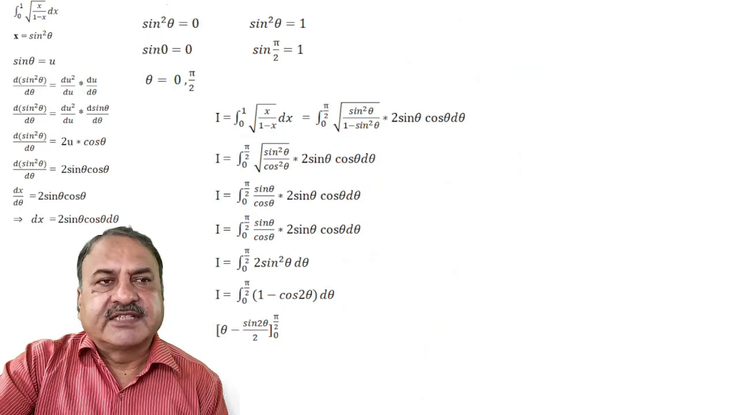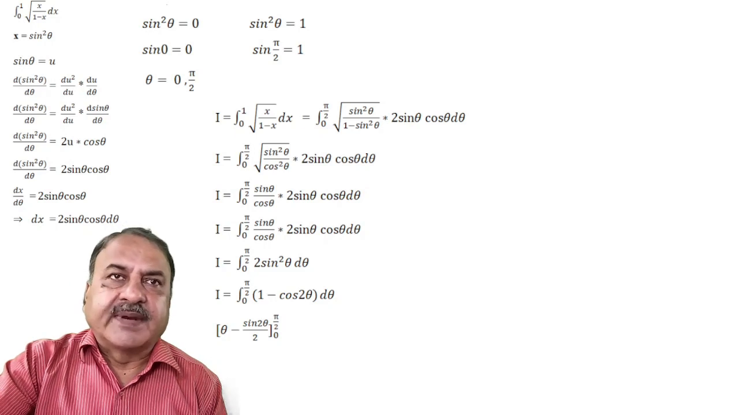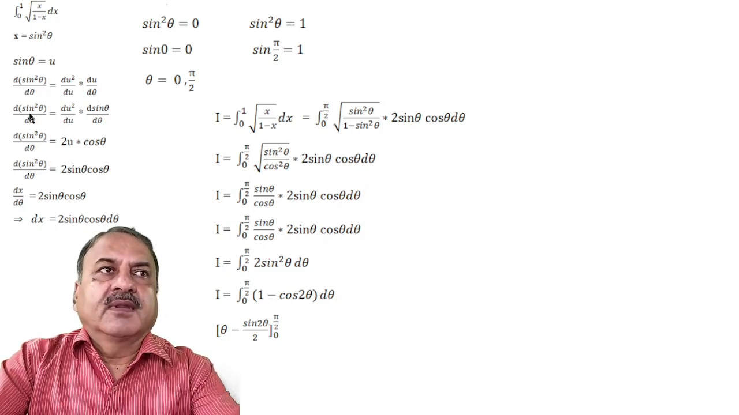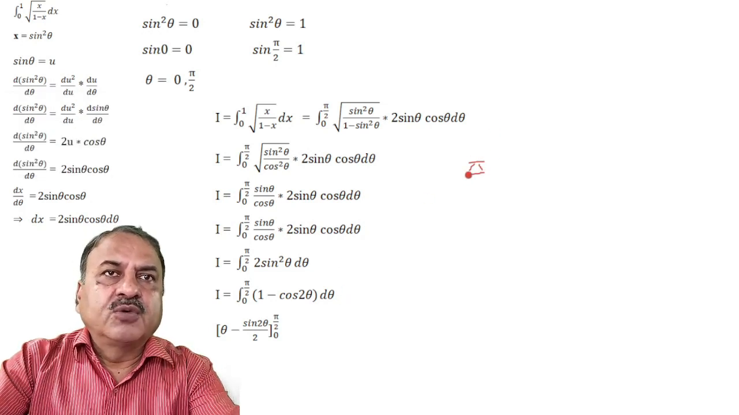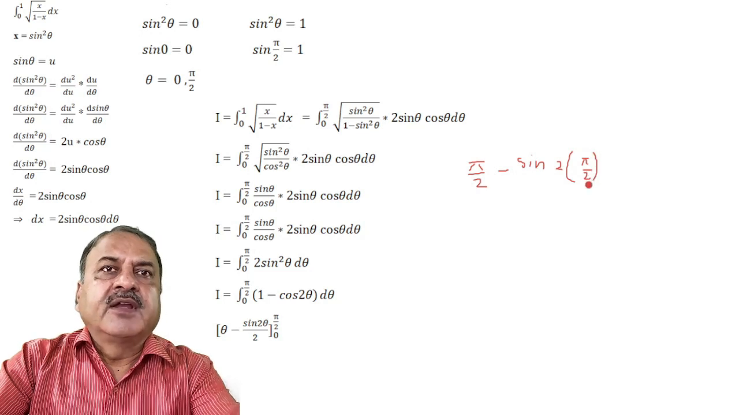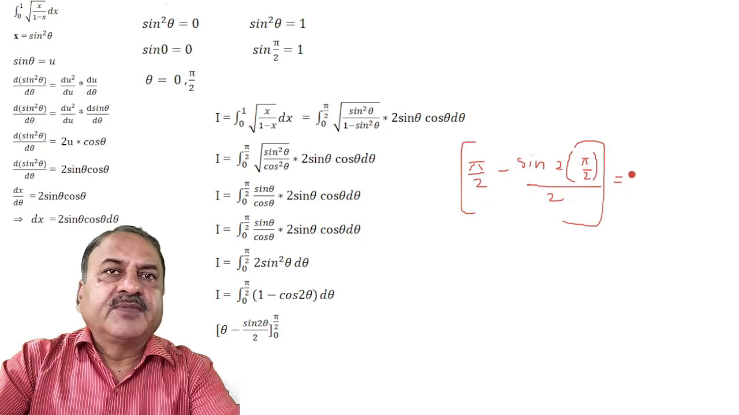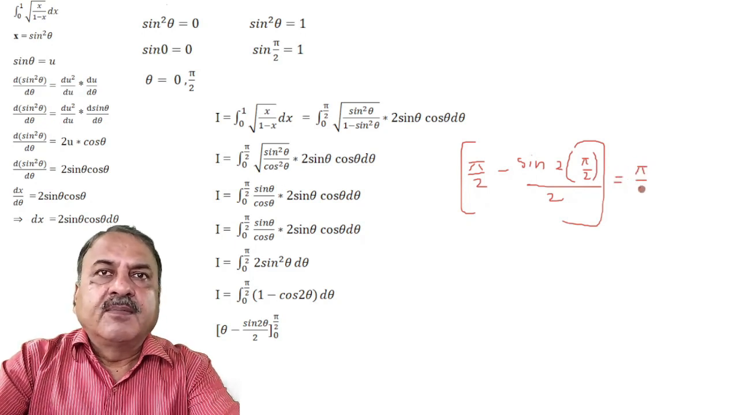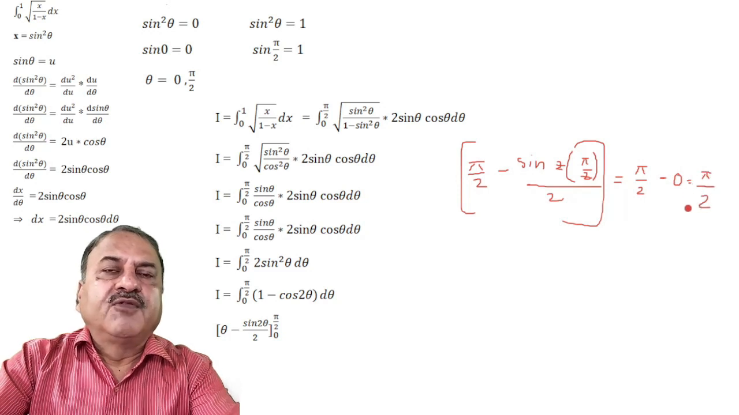So these are our steps. Now we have to plug in the upper limit and then the lower limit. After that we will do the subtraction. So we will plug in pi by 2. We get pi by 2 minus sine 2 theta divided by 2, where 2 theta is 2 into pi by 2. If we calculate it, we will get pi by 2 minus sine pi. Sine pi is 0. So we get pi by 2 if we use the upper limit.